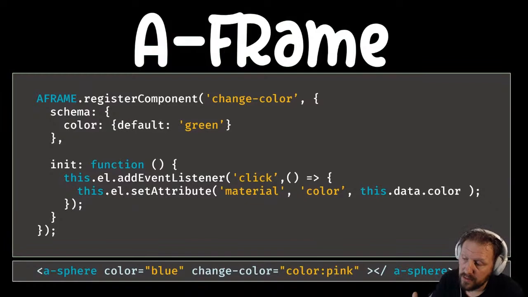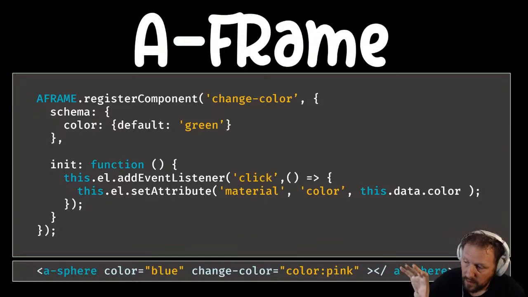Then you can reference the element this component is placed on. You can do that by calling this.el. And you can just add an event listener, in this case, an event listener for click. And when this element is clicked, we can change an attribute. In this case, we set the material attribute to a specific color.